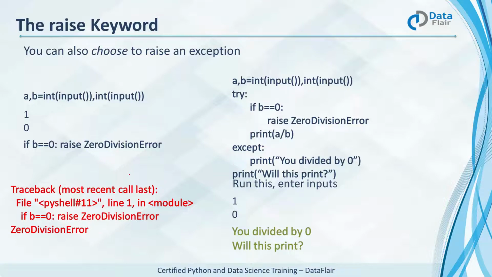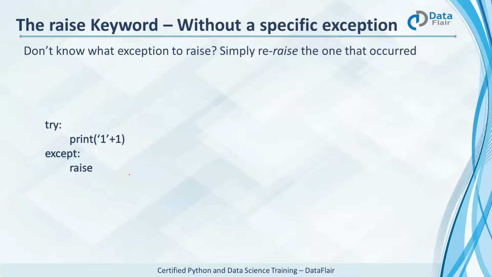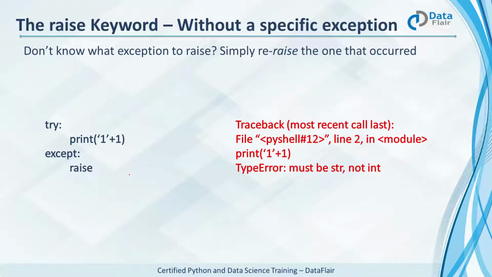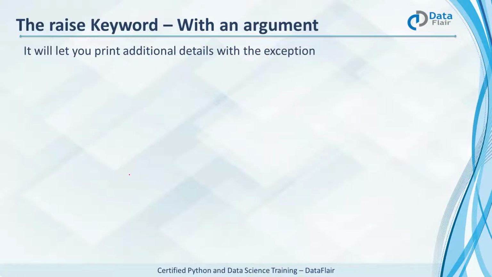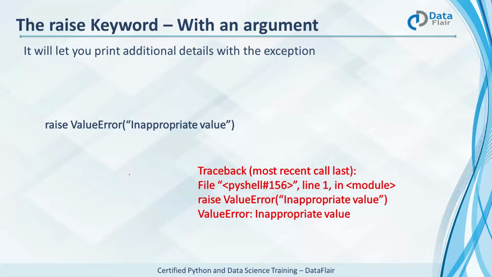But in this example, we knew what exception to raise. But for the times we don't know what exception is raised, we can also re-raise it in the except block. This raises a type error. So this goes to show that it is possible to use the raise keyword in itself. Yet another way to use this keyword is to give it an argument about what to print along with which exception to raise. This statement raises a value error, and for the details it prints inappropriate value.